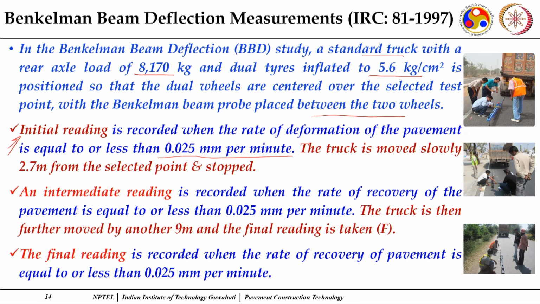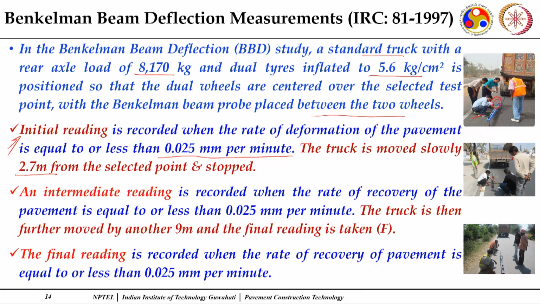So, these people are recording the first reading of the dial gauge. When the deformation variation is less than 0.025 mm per minute, I record my first reading of the dial gauge. Then the truck is asked to move ahead a distance of 2.7 meter. All these points, from the pavement edge and along the length of the carriageway, will be marked in advance, so that the truck will be directed to move to the next point.